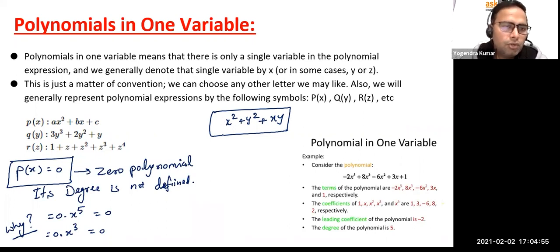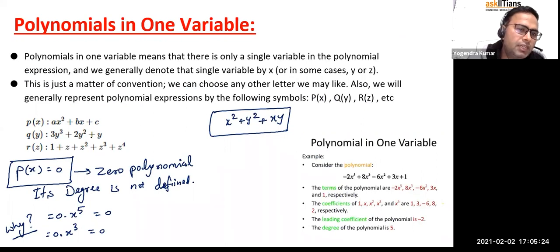But what we are going to do is deal most of the time with one variable only. So that is what you need to make sure. Polynomials in one variable are these, you can see. These all are polynomials in one variable. They're telling what the coefficients are. This is just a matter of convention.